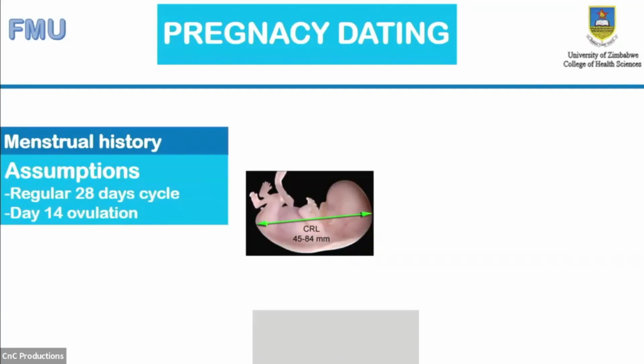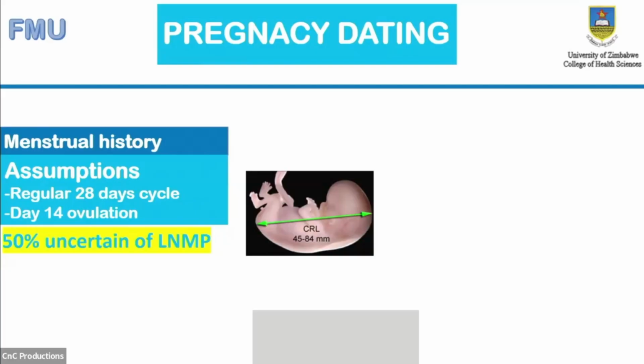So we've got non-sonographic or traditional methods of dating a pregnancy. This is more like assigning dates and an EDD to the pregnancy. So we all know about the menstrual period, the LNMP, but it is based on some assumptions. One of the assumptions is that the woman should be having a regular 28-day cycle, and the other assumption is that ovulation will occur on day 14, but this doesn't always apply in all women.